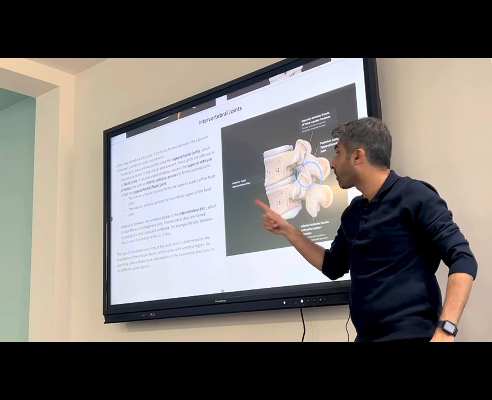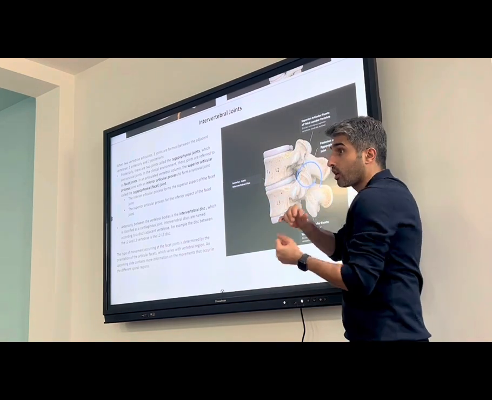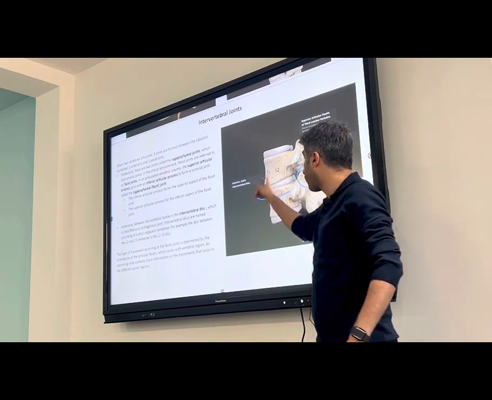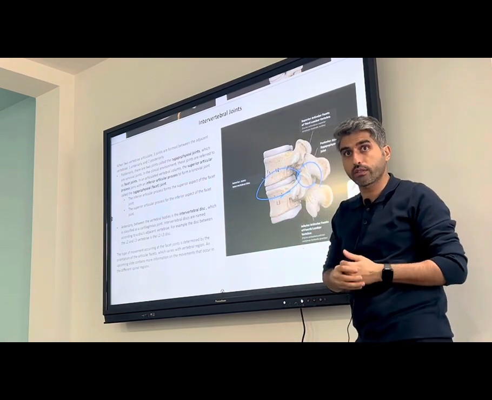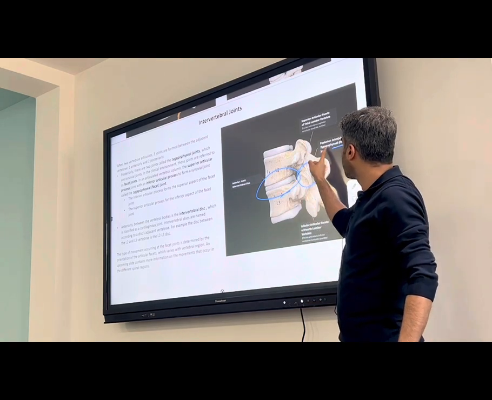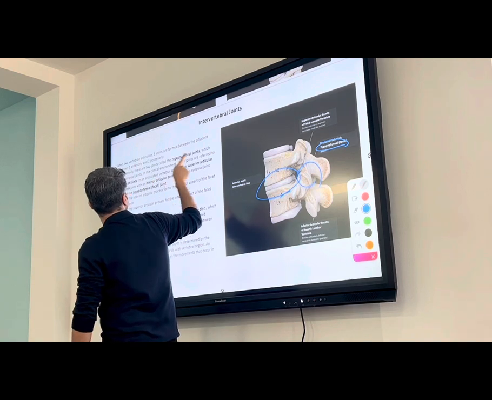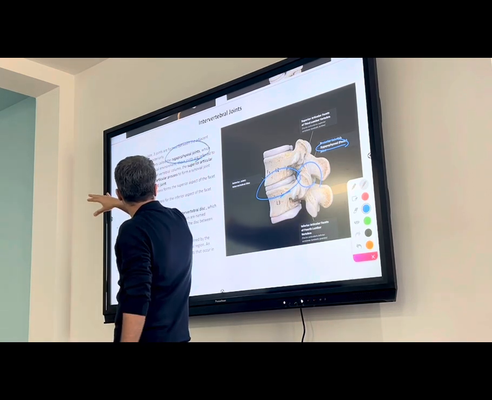So what is the type? Synovial. This one is synovial because it has a lot of movement. But this one is cartilaginous. We have cartilage here, and this one is synovial. What is the name of the joint? Zygapophyseal. The name of the joint is the zygapophyseal joint. What is the type of the joint?